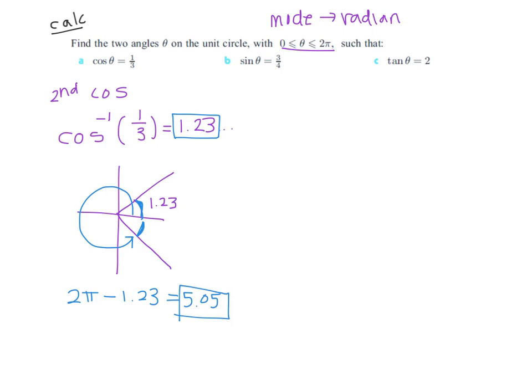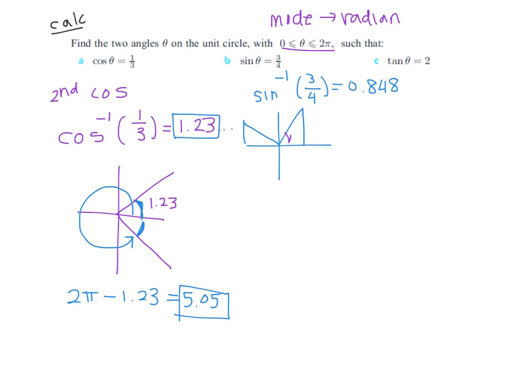Second question, sine of theta is equal to 3 over 4. So use the inverse of sine at 3 over 4, which returns the value of 0.848. This number is positive, so look at where sine is positive. All Students Take Calculus. So it's positive on the first and second quadrant.